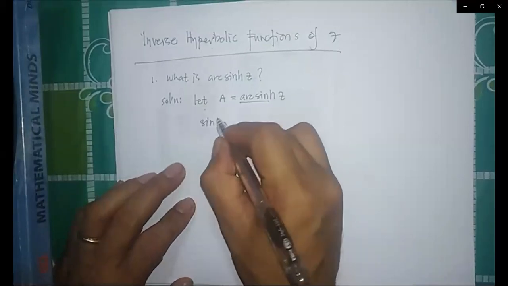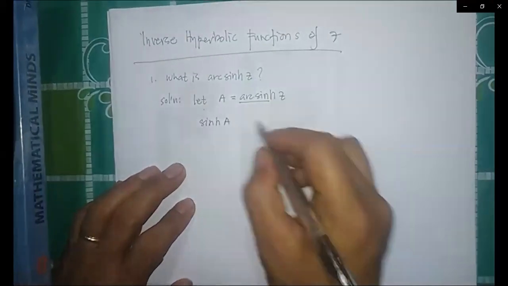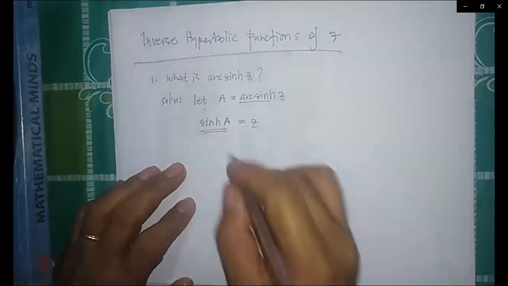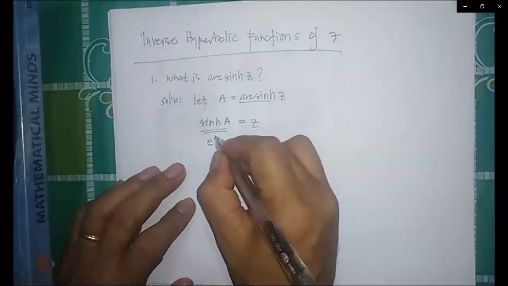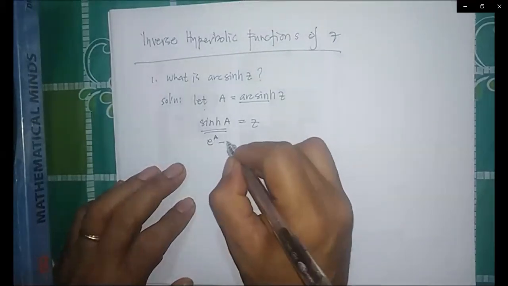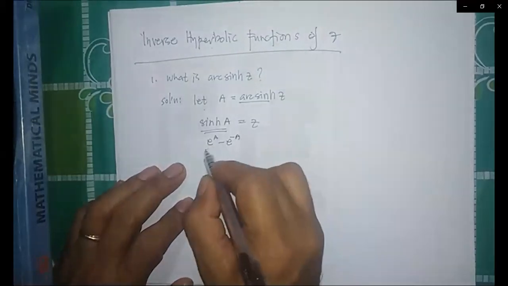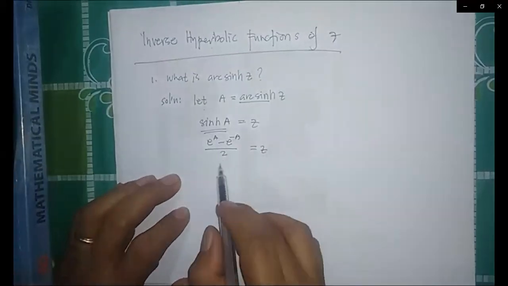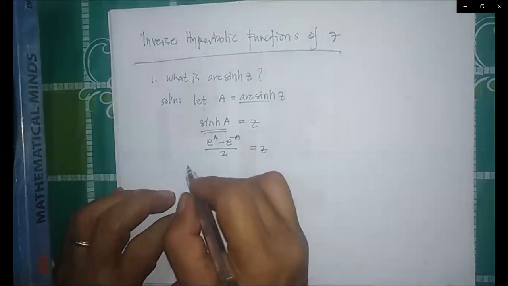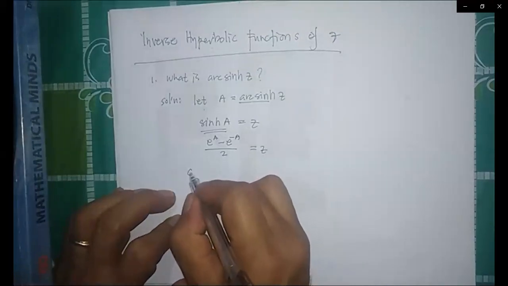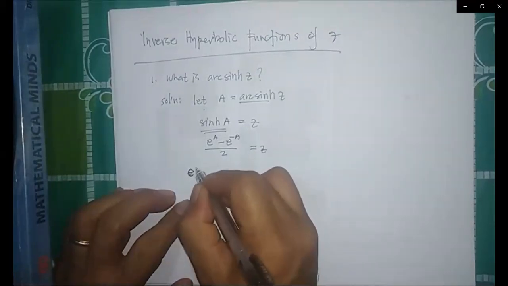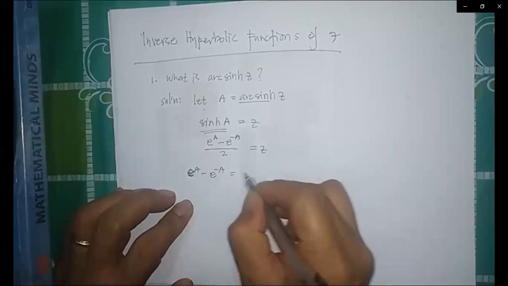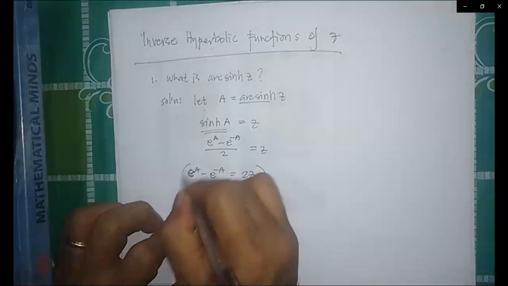So what are you going to do? You are going to transpose the arc sine hyperbolic to the other side of the equation to become sine hyperbolic a. So this is equal to, take note, we have done that before, e raised to a minus e raised to minus a all over 2, that is equal to z. Now if we cross multiply, this will become e raised to a minus e raised to minus a equal to 2 times z.